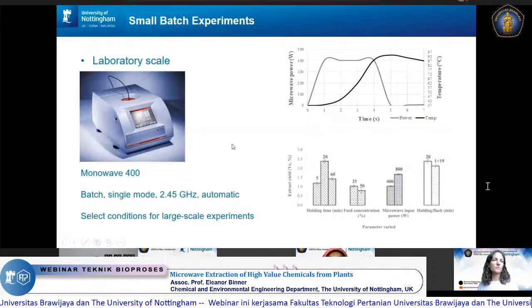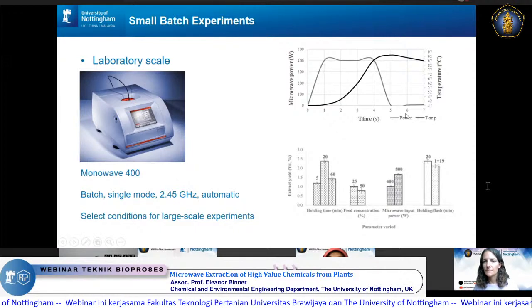So to start with, we did some small batch experiments on a monowave, which, as you know, is a single mode cavity. Not going to show many results. It's just to show you the process. So to show you that, here is the power. So the power went up to 400 watts quite quickly, and then once we reach the set temperature, which was around 90 degrees, the power goes down, and then they just put in a minimum amount of power to maintain the temperature.